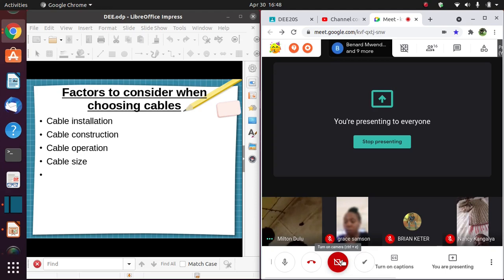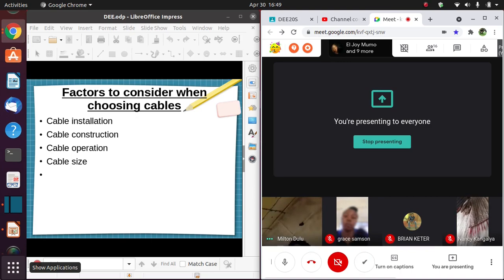Cable construction, we have seen that kutegemeana on the type of cable, the construction differs. So you'll find that kuna cable ambazo ziko na a sheath, there are some that do not have. There are those that have armor, there are some that don't have. There are some that have insulation, there are some that do not have.